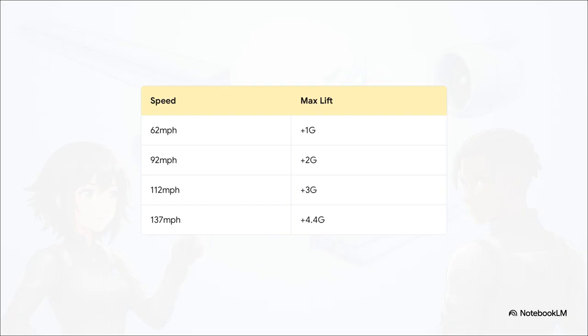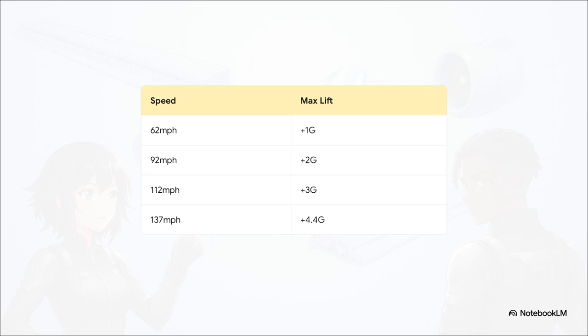Now, what's really wild is how drastically the maximum load factor changes as your speed increases. Let's look at the actual physics here. At a slow 62 miles per hour, pulling back fully on the yoke just gives you a standard 1G wings-level stall. No big deal, right? But watch what happens as we speed up.